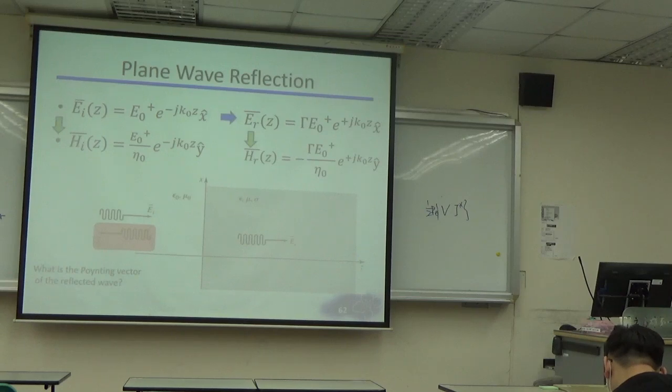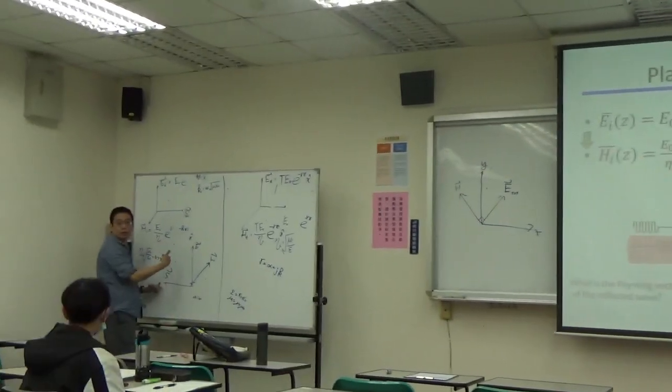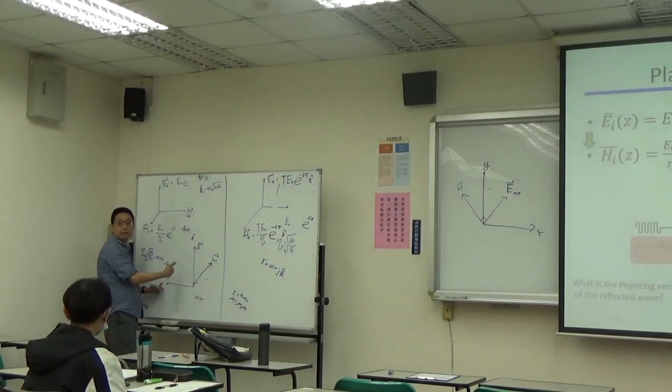E cross H goes to another S. This is your refractive wave. For a transmitted wave, it's totally the same, but your wave totally goes in the minus z direction.